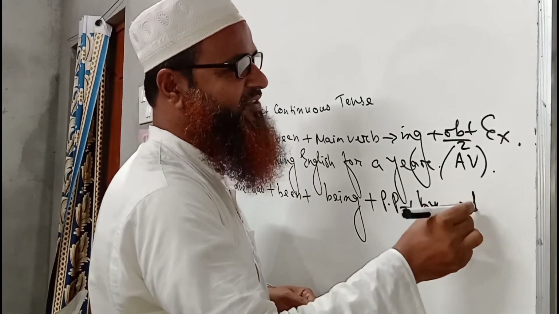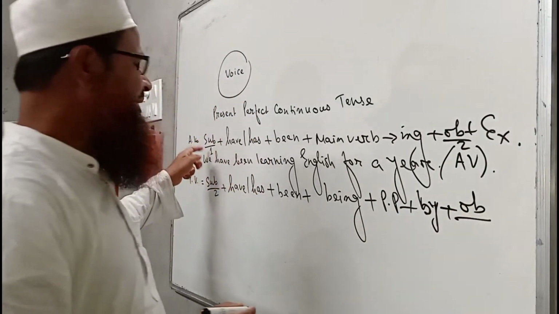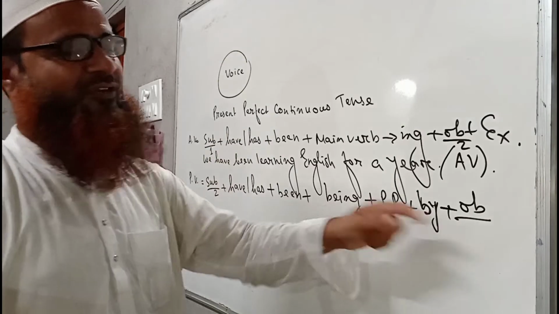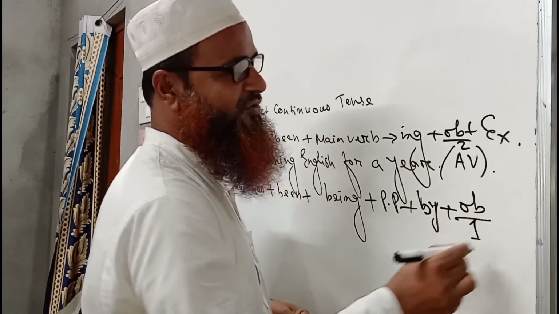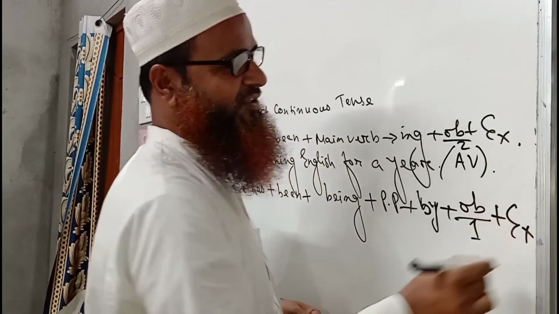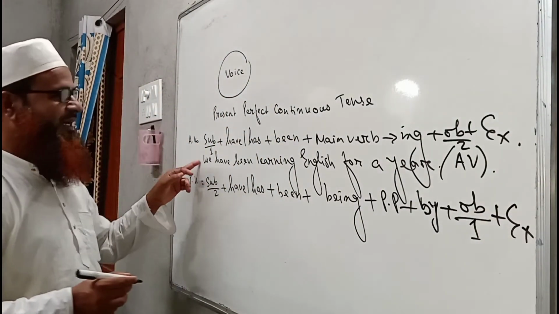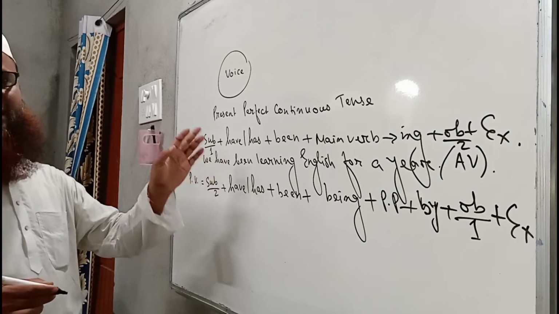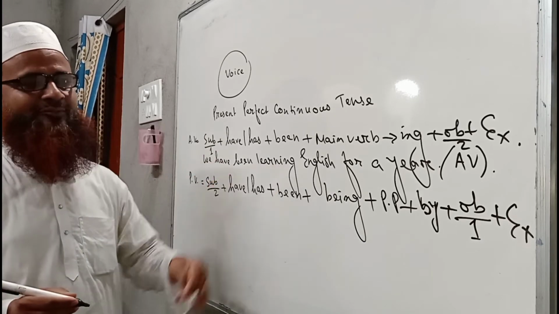Then object, this object will be the subject. This subject will come here to become an object. So this one will be number 1. Then extension. Now we will practice this sentence. We will change this sentence into passive one.